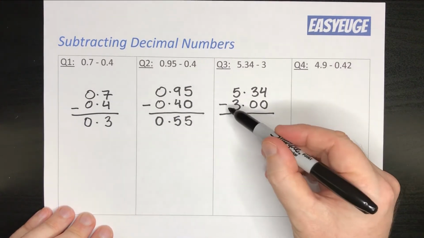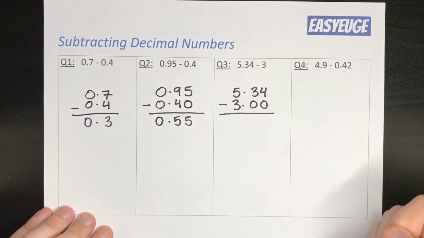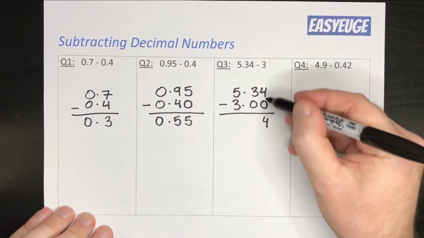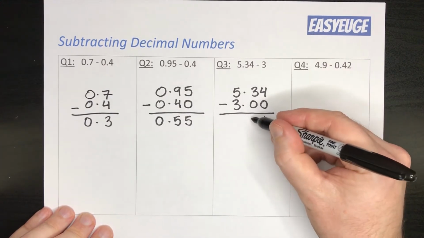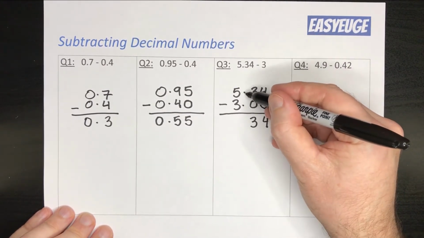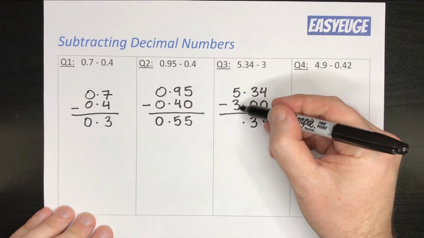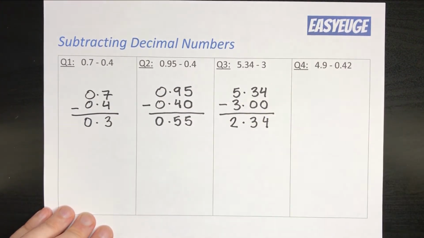And then we do what this symbol says, subtract. 4 take away 0 is 4. 3 take away 0 is 3. The decimal points just go straight down. 5 take away 3 is 2. And there's your answer, 2.34.